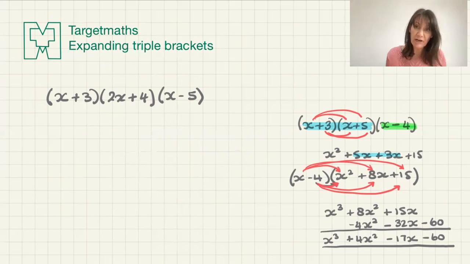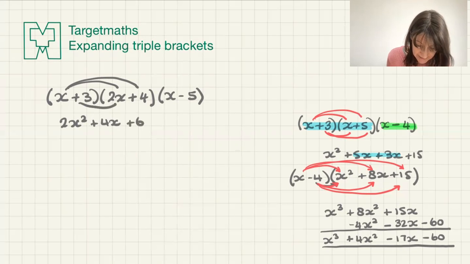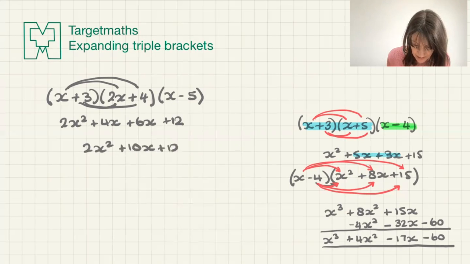I'm not going to do different colored arrows this time. I'm just going to get stuck straight in. So x times 2x is 2x squared. x times 4 is plus 4x. 3 times 2x is plus 6x. And then 3 times 4 is plus 12. This middle is going to collect up. So I've got 2x squared plus 10x plus 12.